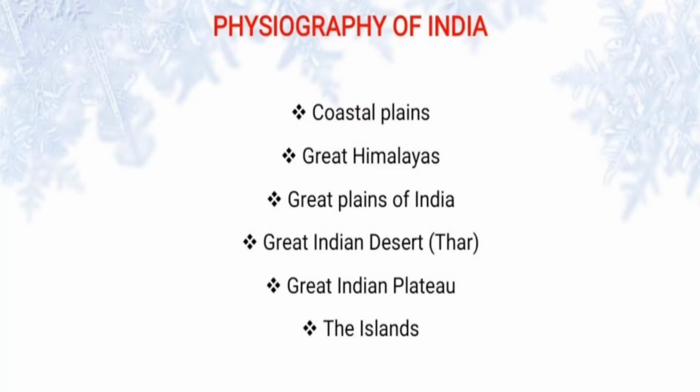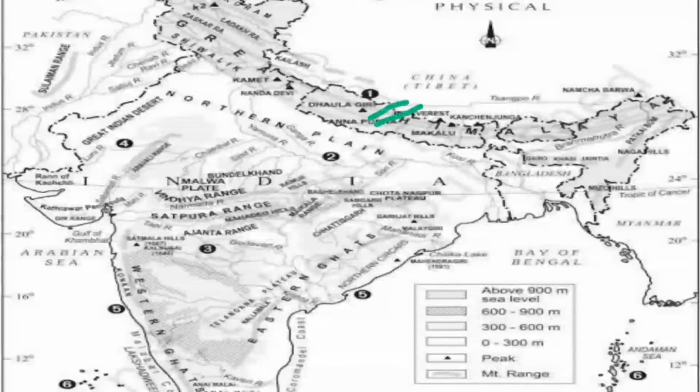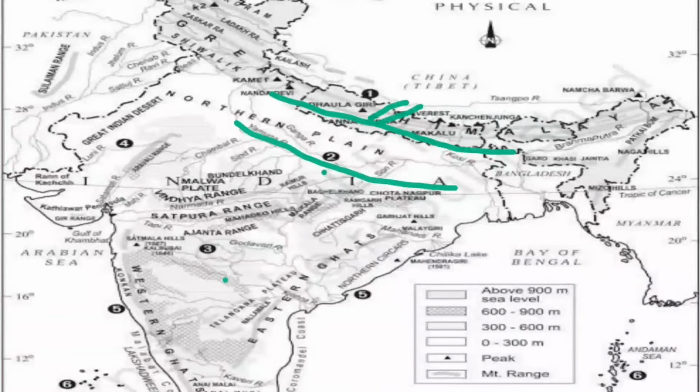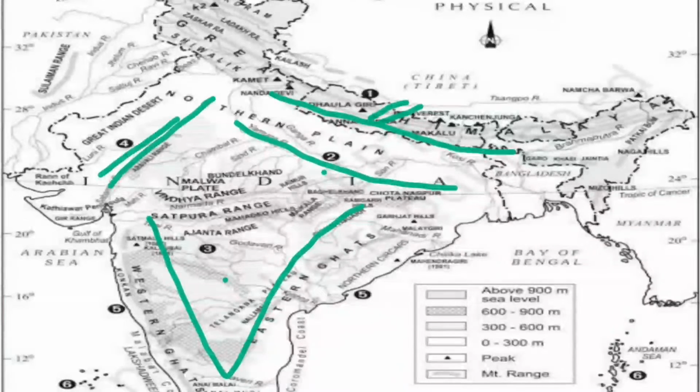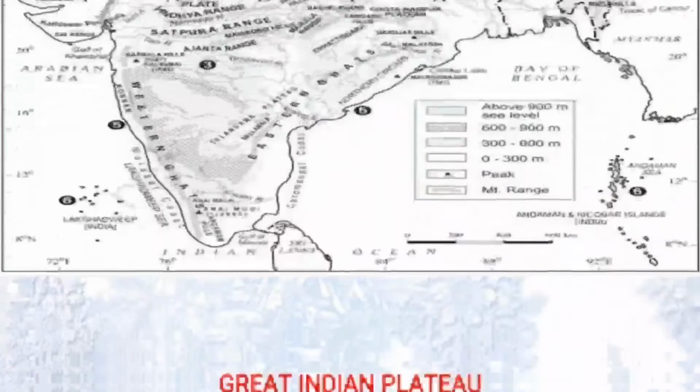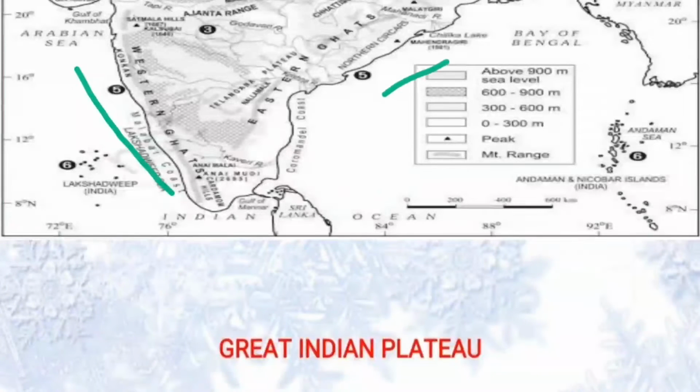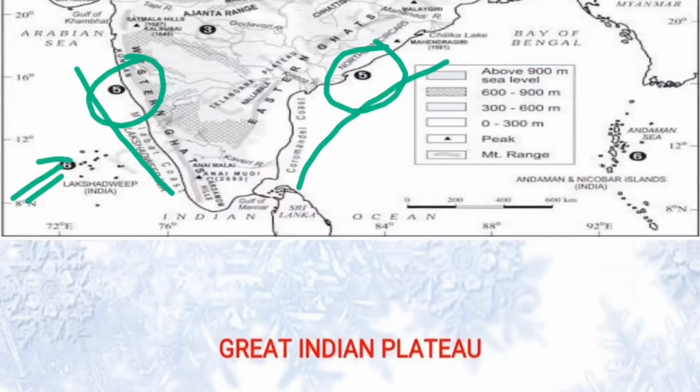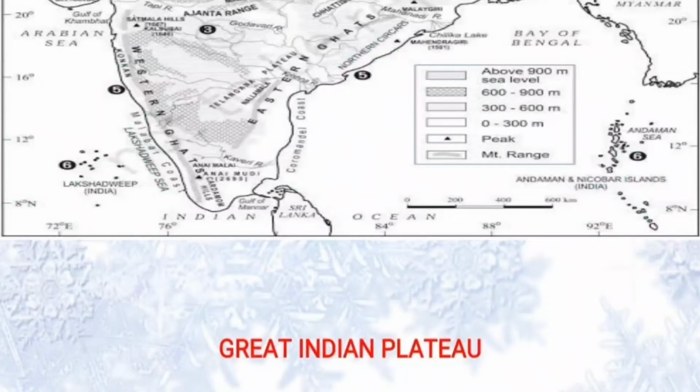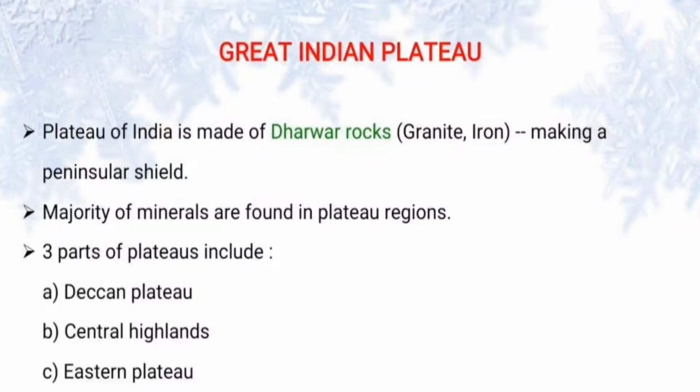Let's have a look at the map to locate the different physiographic divisions of India. So, this 1 represents the Himalayan range of India. This 2 represents the Great Plains of India. This 3 area represents the Peninsular Plateau of India. This 4 represents the Great Indian Desert, that is the Thar Desert. This 5 on the eastern and the western side represents the coastal plains of India, and the 6 on both sides represents the islands of India. Now let's discuss them one by one.